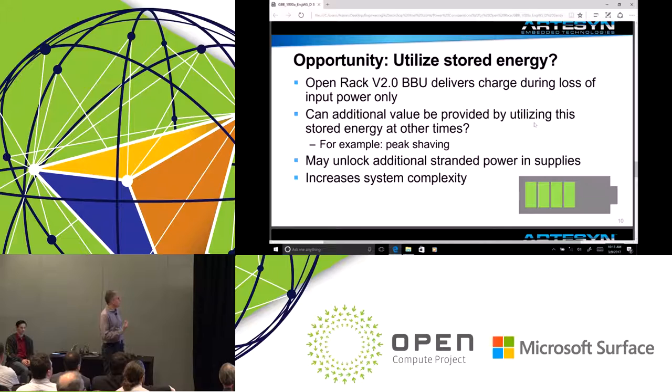And there are trade-offs with this. It does potentially unlock some of the stranded power that you might have in over-provisioning of your PSUs, but it has implications to the life of the batteries that are within the BBUs, right? And how often will power peaks occur? Again, another discussion that's important to have and shouldn't be made unilaterally. Okay, and it certainly increases the system complexity as well. Okay, so next slide.